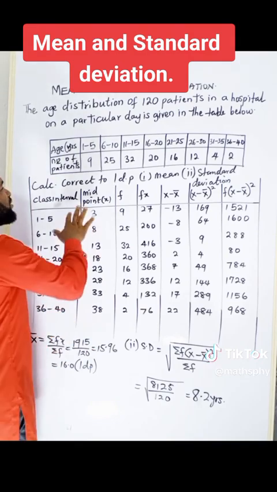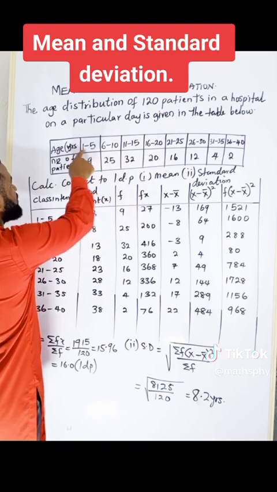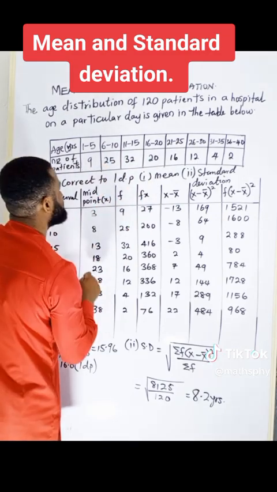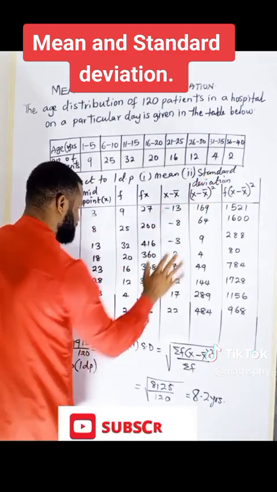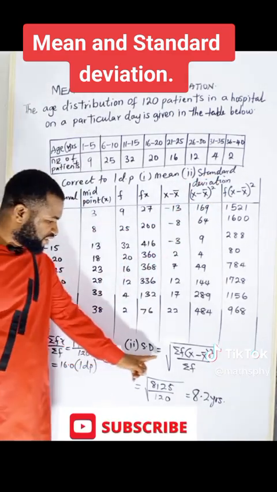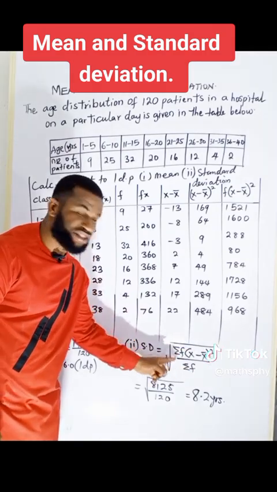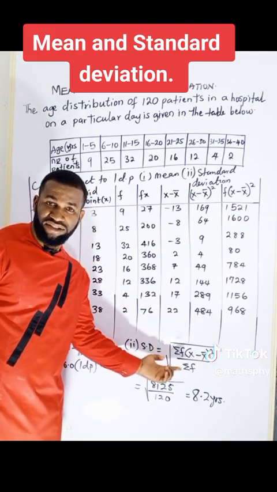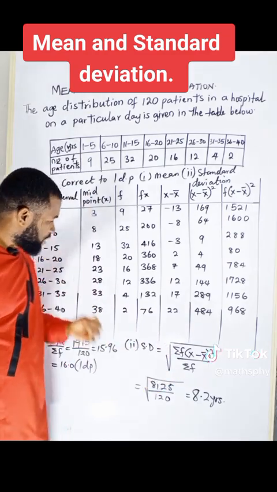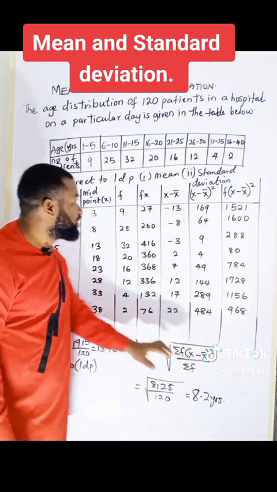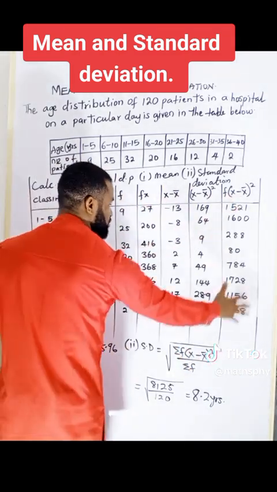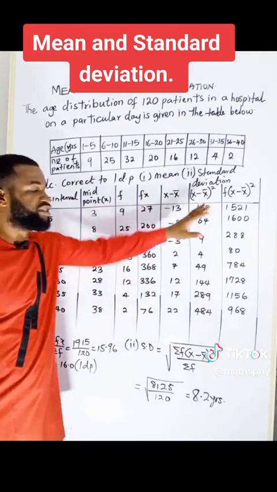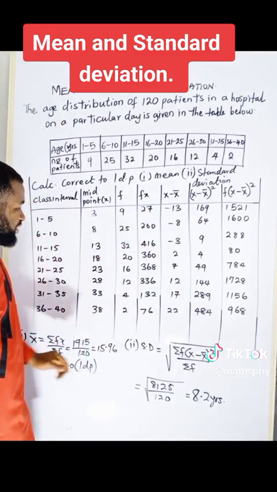Now, whenever you are given a table, this is called the class interval, and this is the frequency. Then you're asked to find the standard deviation. This is the formula of standard deviation. In your four-figure table, you will find this formula. Maybe they did not write it this way, but it's almost the same thing. Everything in this formula is captured in this table. That is for the standard deviation.